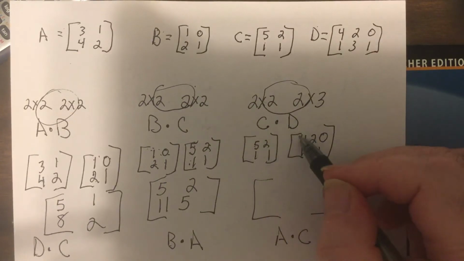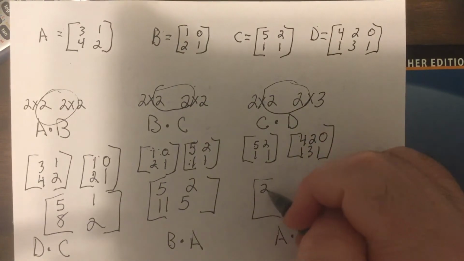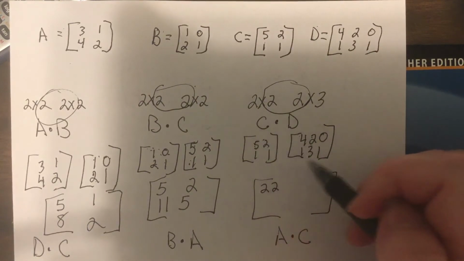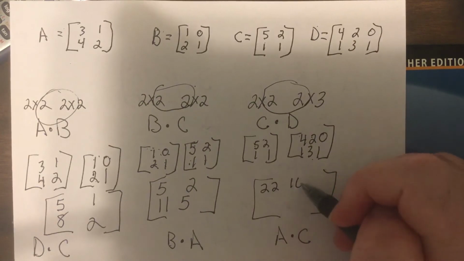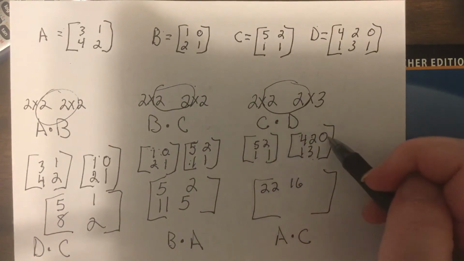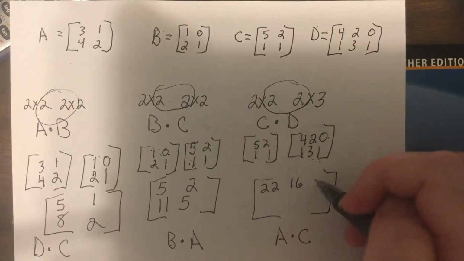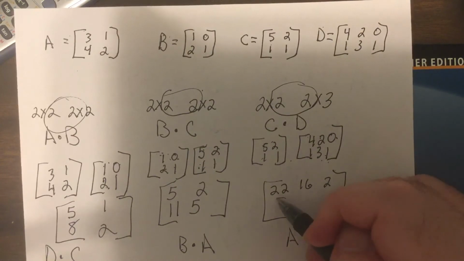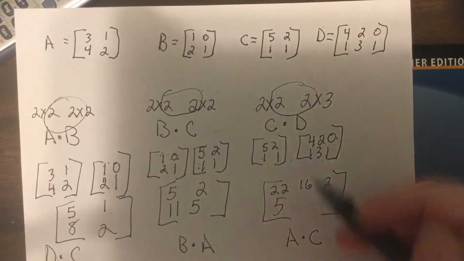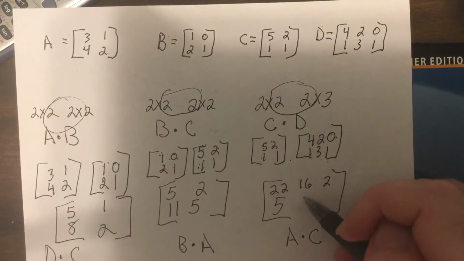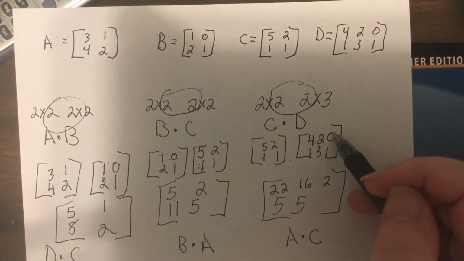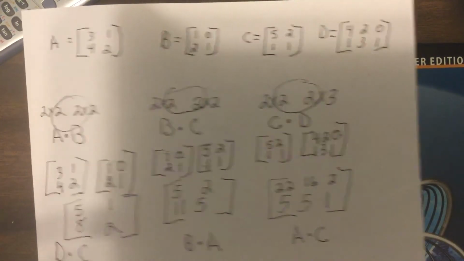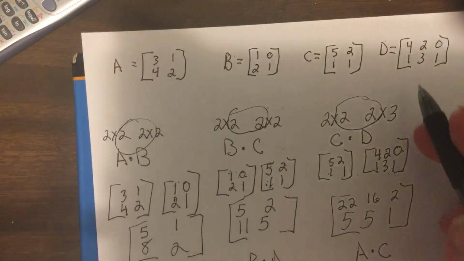So it'd be 5 times 4 is 20, plus 2 is 22. 5 times 2 is 10, plus 2 times 3 is 6, so that would be 16. And 5 and 0, 0, plus 1 times 2 is 2. Now we do 1 and 1. 1 times 4 plus 1 is 5. And then 1 and 2 is 2, plus 3 is 5. And 1 and 0, 0. 1 times 1 is 1. Woohoo!